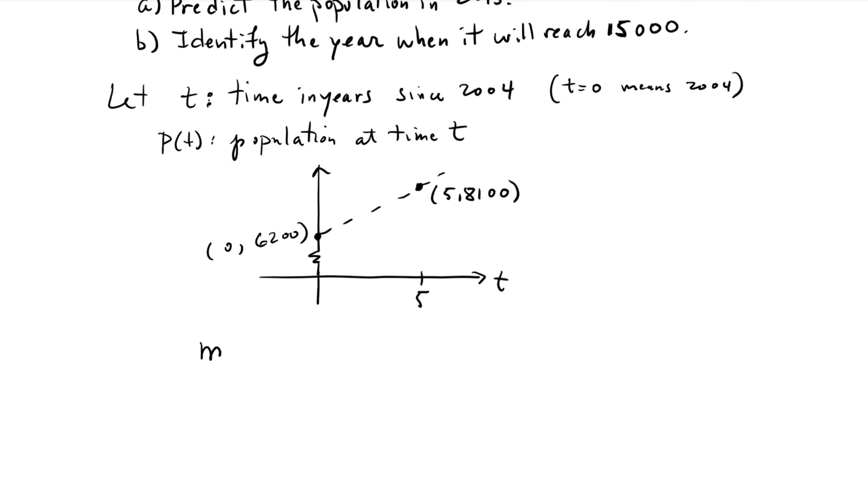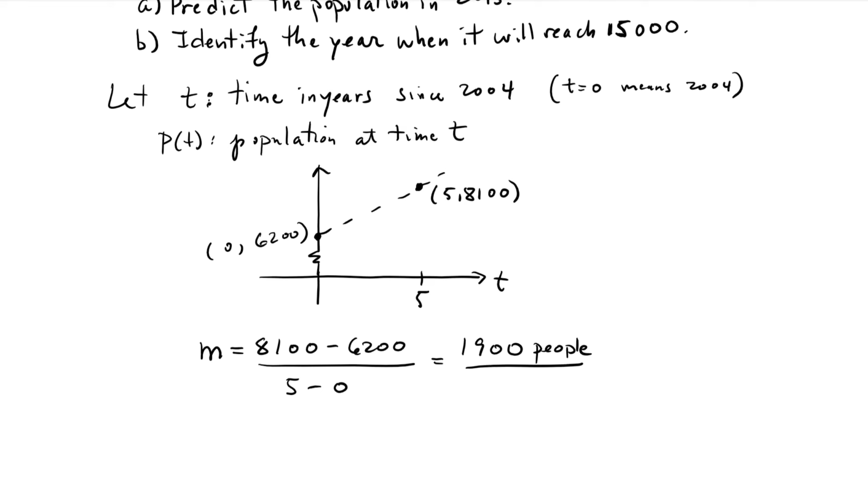So m here will be the slope of that function. So it's delta y over delta x. So that's going to give me here 1,900. This is people, right? I'm just subtracting number of individuals or people, and below it's 5 years. I want us to pay close attention to the units here. So overall, when I do 1,900 divided by 5, you get 380. That's going to be people divided by year, so per year.